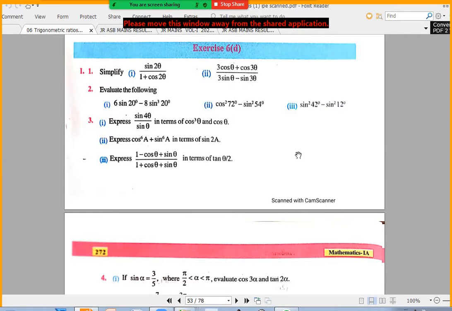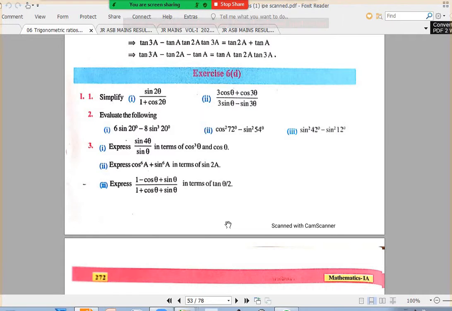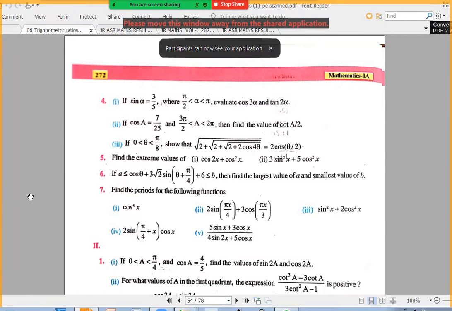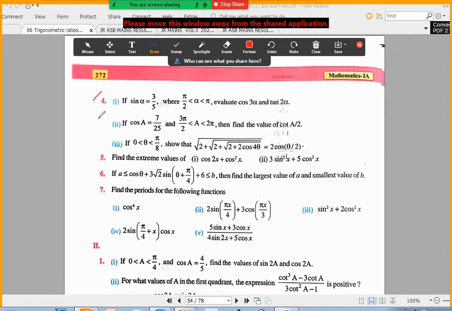Okay. Exercise 6D. You can see this page, section 1 up to 3. Anybody any doubts in these questions? What is there on the screen? Okay. Section 1, questions 5, 6, 7, you don't have to worry about it now because they are based on extreme values or periodicity. We'll discuss separately. Section 1, fourth question. There are 3 parts. Anybody in doubt in any one of these 3 questions?